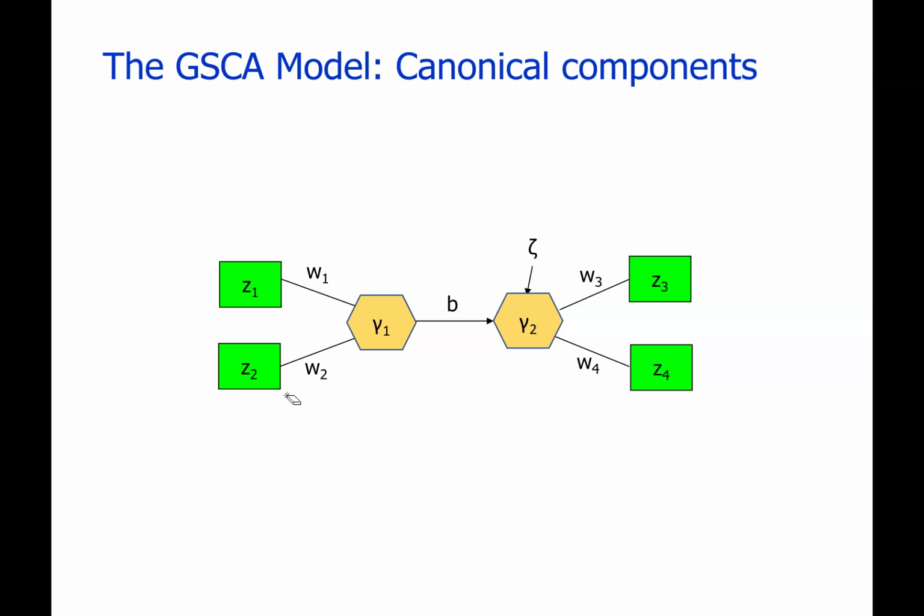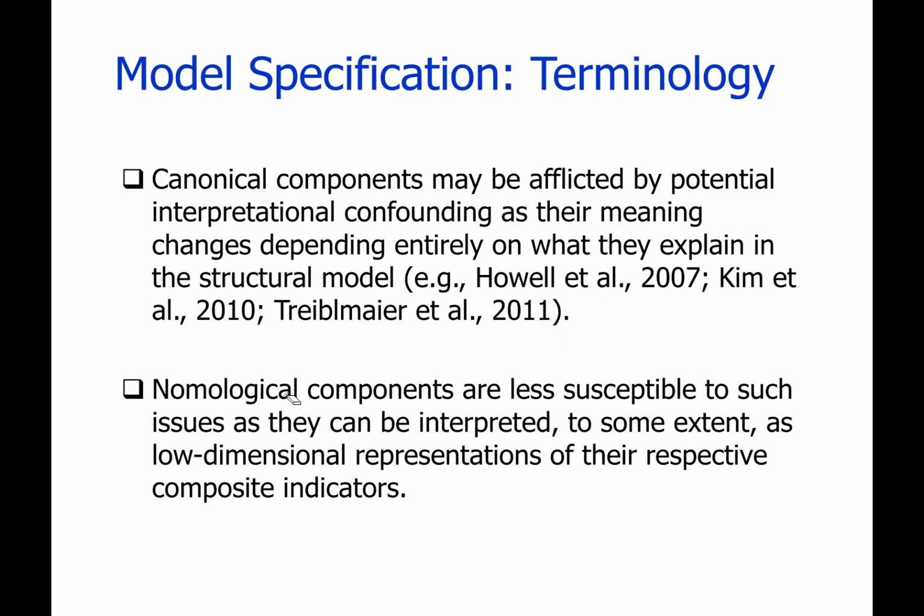And now you have these two types of components at hand, then which one will be used over which one? Well, can you use both? Yes, but as I put here, we always recommend using nomological components over canonical components in GSCA. There are a few reasons.